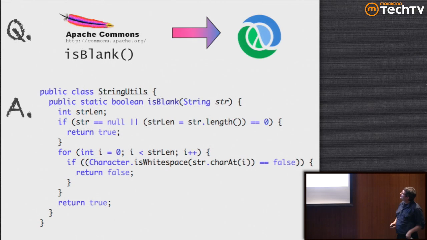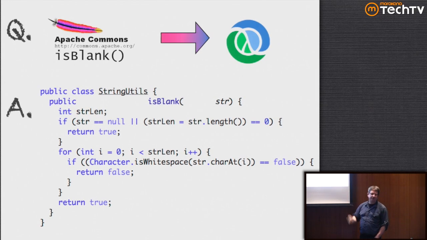So there's this isBlank. This is from Apache Commons. What this does, you pass it a string, and it tries to figure out if it's blank or not. The way that it does that is check to see is it null or is it length of 0, then it returns true. Otherwise, it goes through every character and looks to see if it's white space or not. Well, let's convert that over to Clojure.